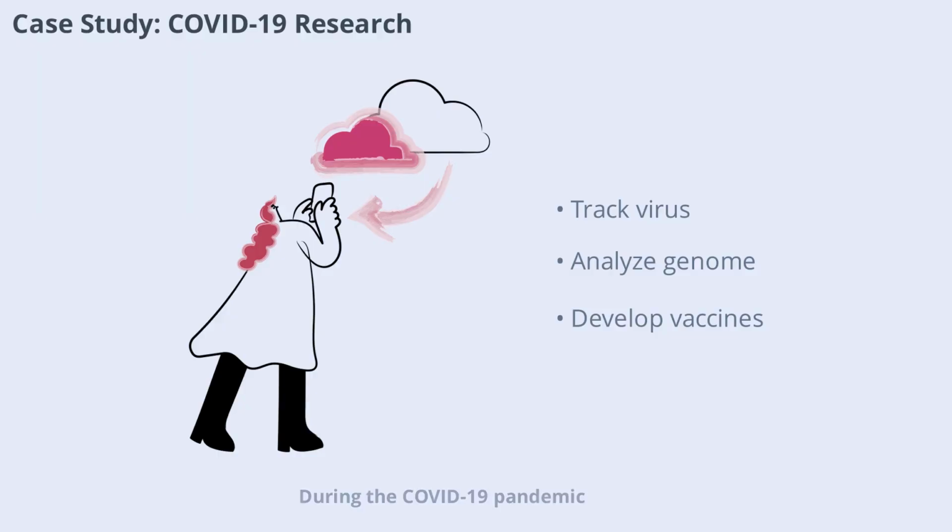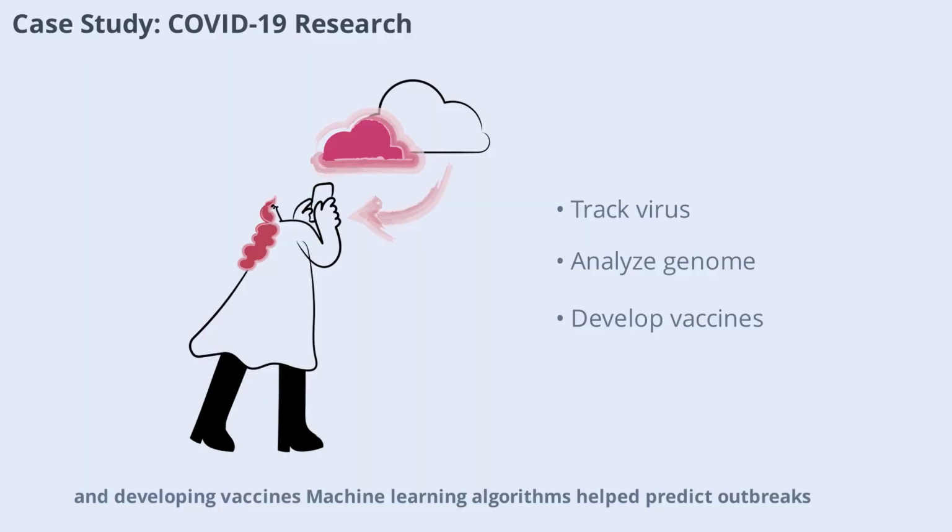During the COVID-19 pandemic, algorithms played a crucial role in tracking the virus, analyzing its genome, and developing vaccines. Machine learning algorithms helped predict outbreaks, while sequence alignment algorithms identified new variants. This rapid response was made possible by the power of algorithms and global collaboration.